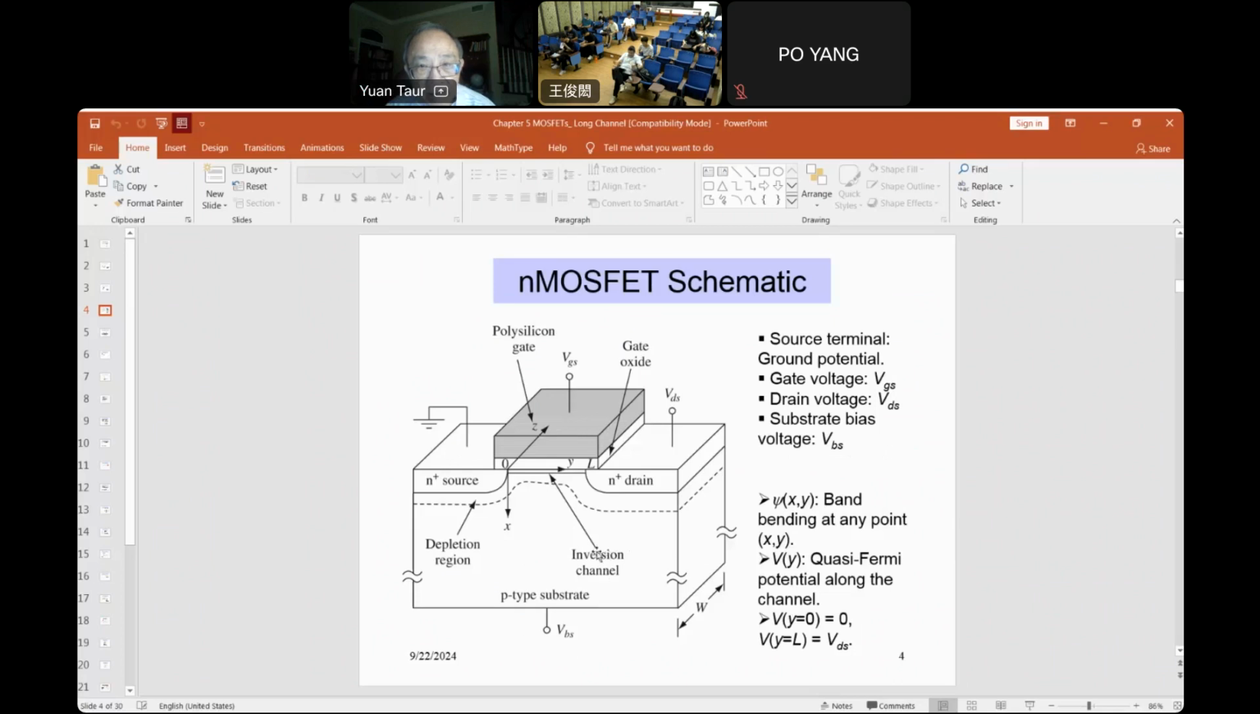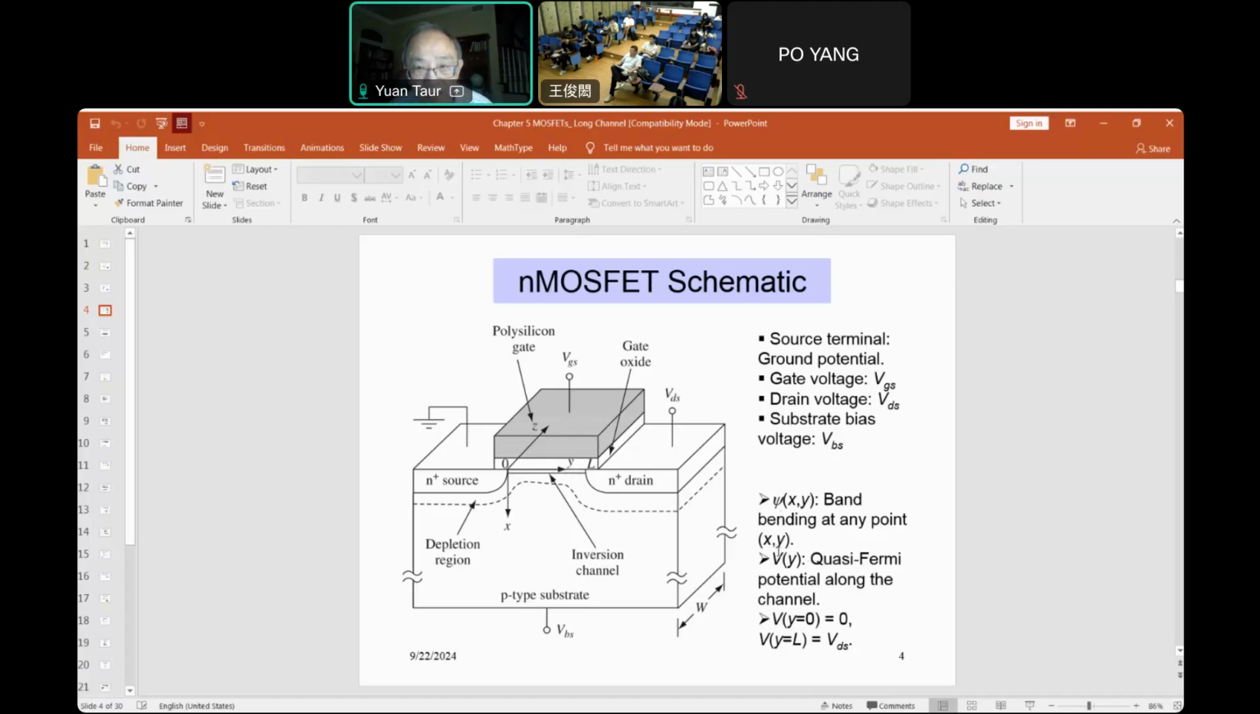Now we define two parameters. The psi, just like in chapter 4, it's the band bending at X and Y. Before in chapter 4 it's only X because MOS is only in the X direction. But now there's also the Y direction. So the band bending can also change in the Y direction. So now it becomes a two-dimensional potential.